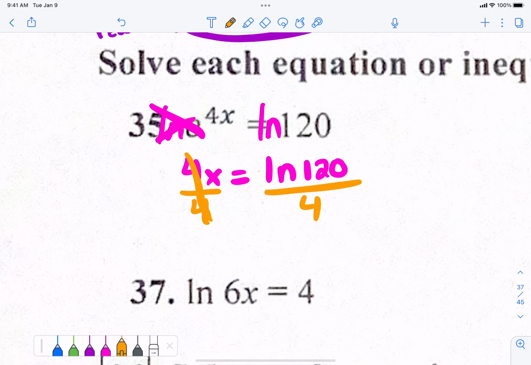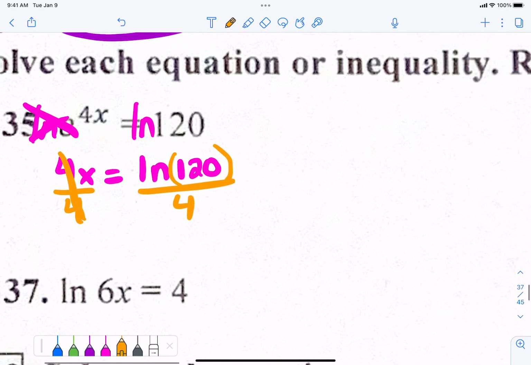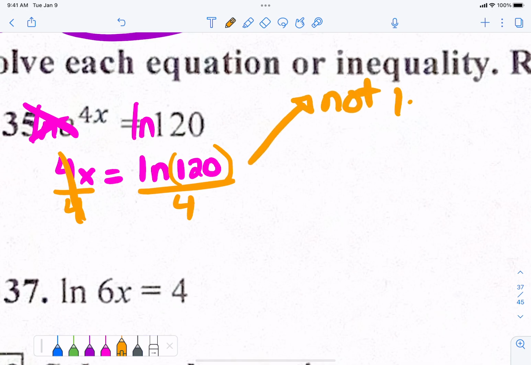Now, keep in mind that you have to do ln of 120, close parentheses, and then divide by 4, okay? ln of 120 divided by 4 is not the same thing as ln of 30. 120 divided by 4 is 30, I get that, but you have to do ln of 120 first, so don't change that. Don't try to divide before you do ln.